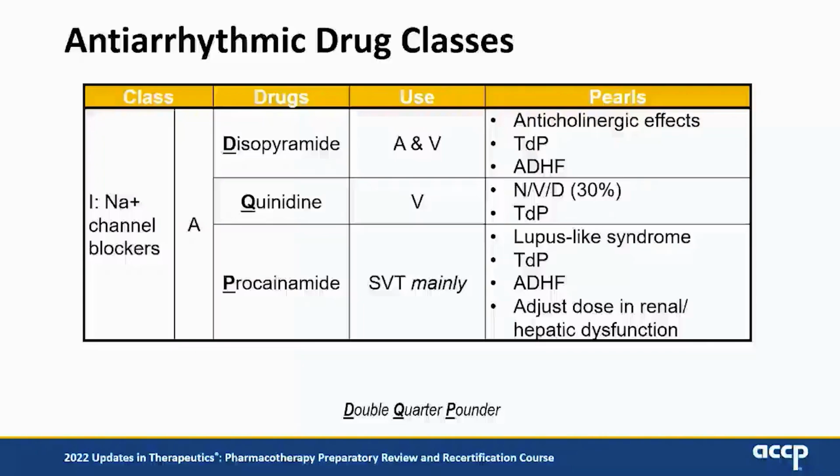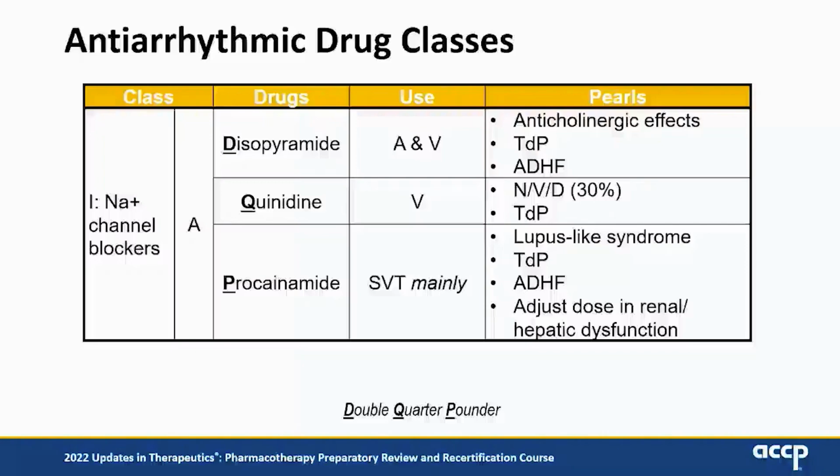The main pearls you'll want to know about your class 1A drugs, for the most part, you're not going to be seeing these used commonly in atrial fibrillation. But as you'll notice, something they all have in common is the risk for potential torsades. So something to watch out for and monitor QTc in these patients. Disopyramide also is associated with a lot of anticholinergic side effects, and it can also precipitate an acute decompensation of heart failure.